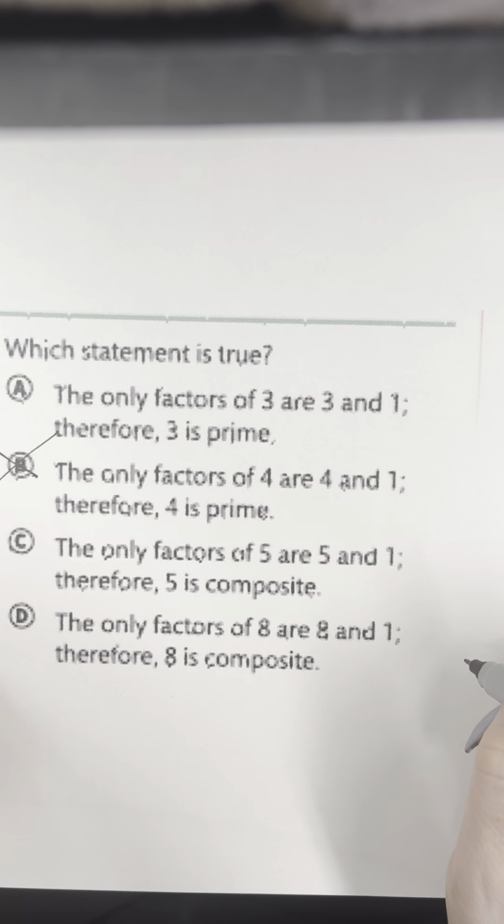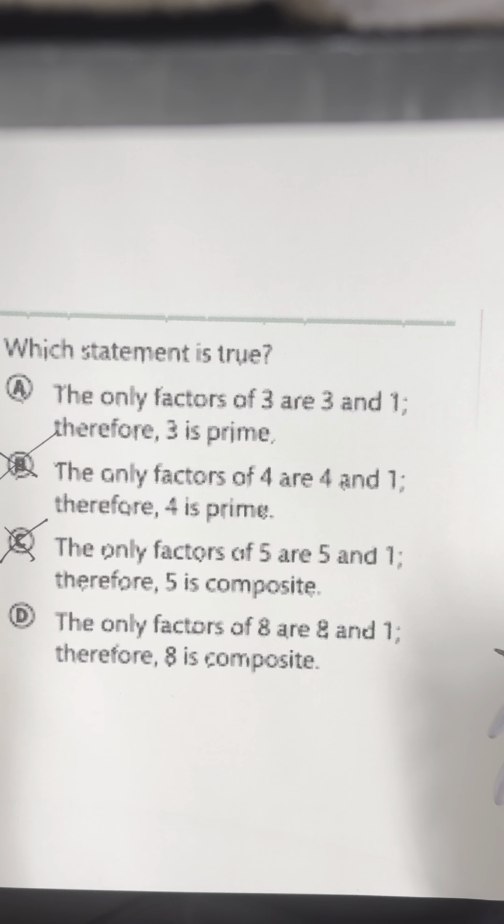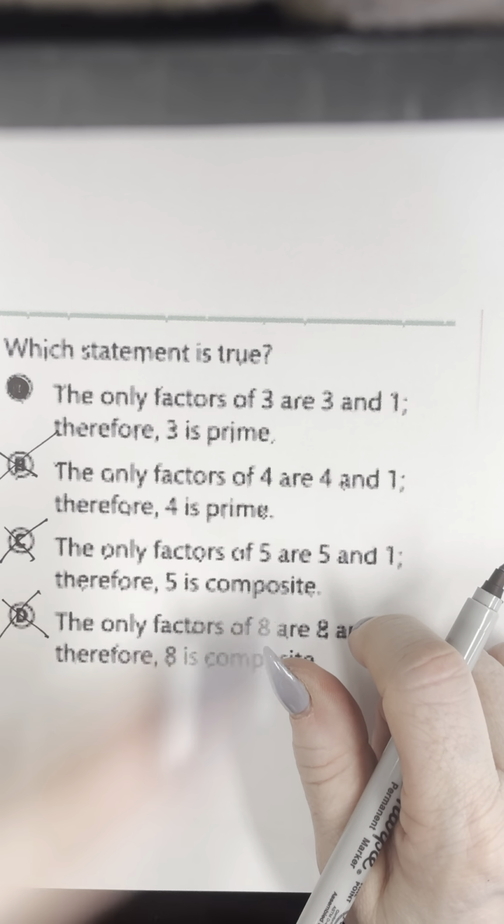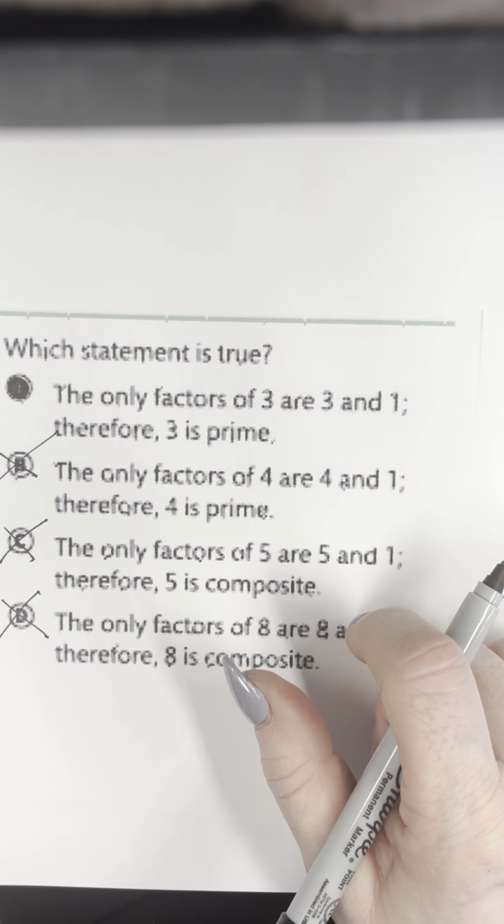And the only factors of 8 are 8 and 1. Therefore, 8 is composite. Well, what about 2 times 4? Sorry, 8, you are also out. So this one, the answer is A. This is knowing your math vocabulary. Prime has one set of factors, or one factor pair, and composite has more than one factor pair.